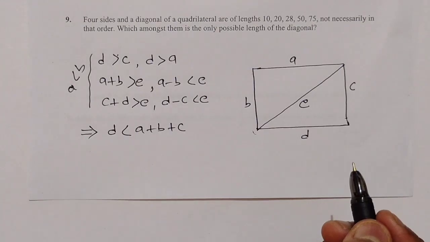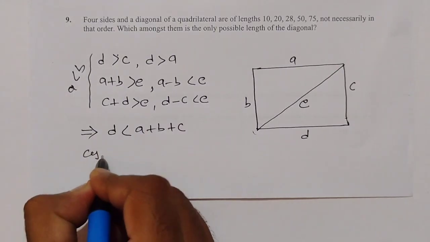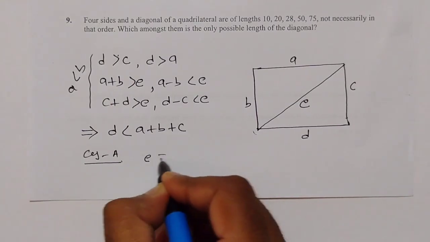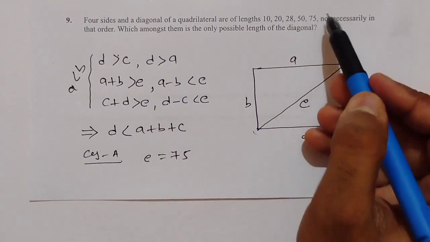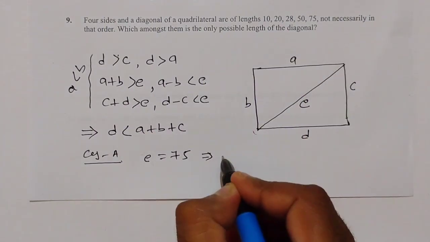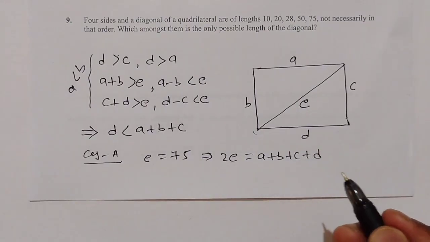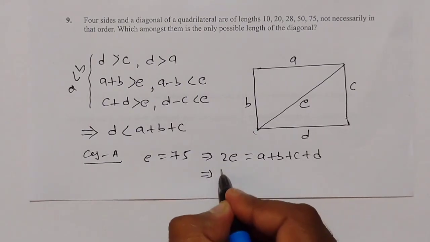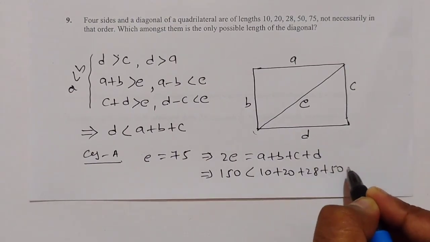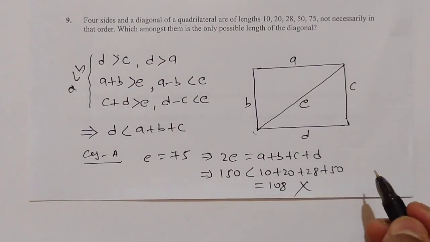Now we have the following cases here. The case A will be for E equal to 75, the last case we are using, and in this case we have 2E is equal to A plus B plus C plus D, and now in this case 150 is less than 10 plus 20 plus 28 plus 50, and this is equal to 108. So this is false.